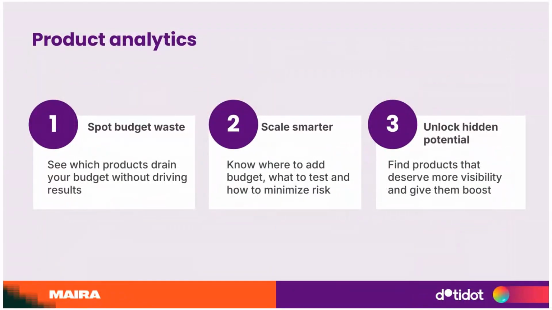Product analytics is built around three simple goals. Spot budget waste. You will see exactly which products are draining your budget without bringing results. Scale smarter. Instead of guessing, you will now know where to add budget, what to test, and how to minimize risk. And finally, unlock hidden potential. Most e-shops have hundreds or thousands of products that never get a real chance, and Dotidot helps you find the ones that deserve more visibility.